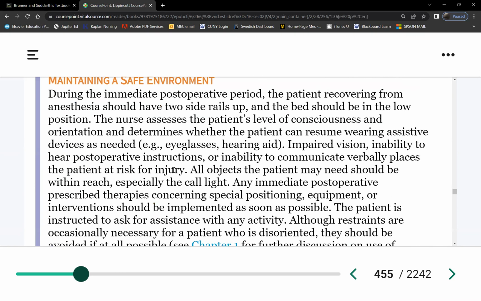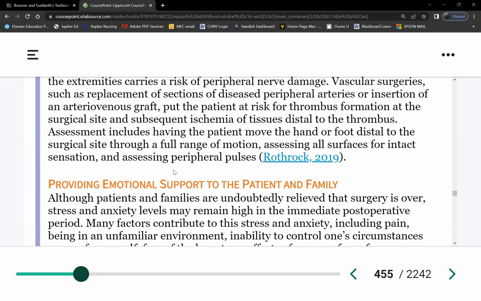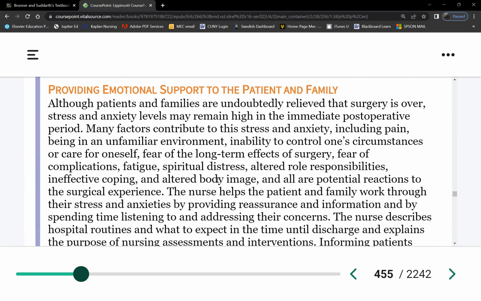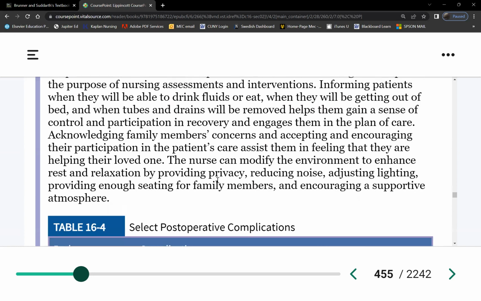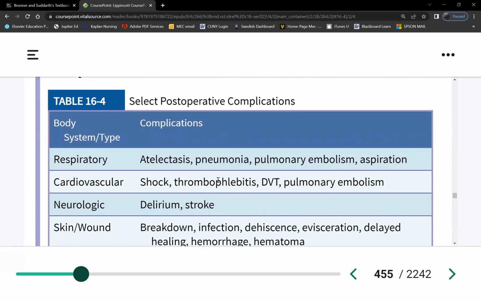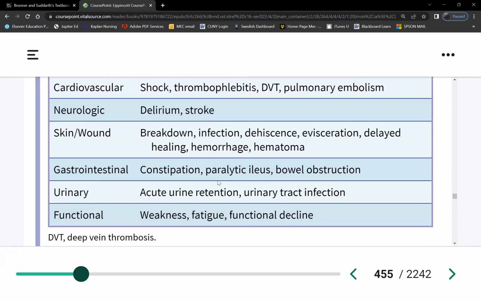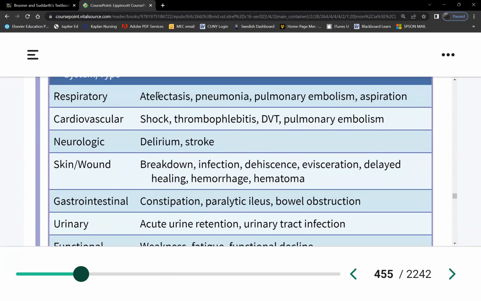Safety, this is not only for falls, but also infection and bleeding. And support, I really have no questions. If I do, it's about therapeutic communication. All right, here are the complications system by system. We kind of covered all of them already.